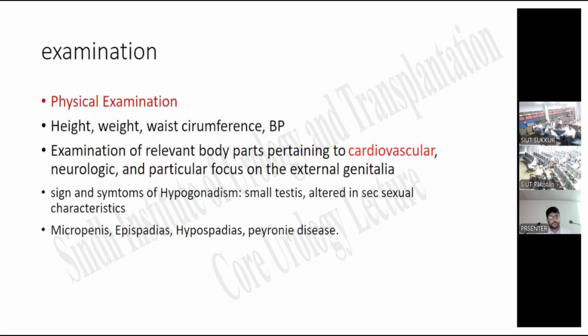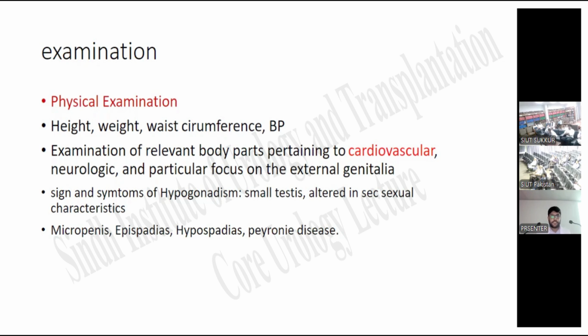And along with that, take the history not just from the patient but also from the partner as well. Because sometimes the patient thinks that this is the problem, and the partner may not think so. Or the partner thinks so, and he doesn't think so. So a thorough investigation will be needed after the thorough examination and history.